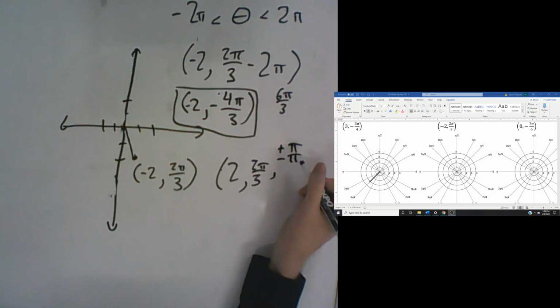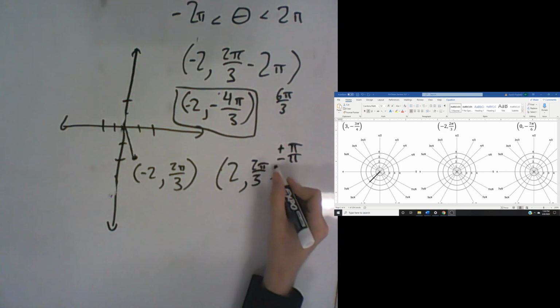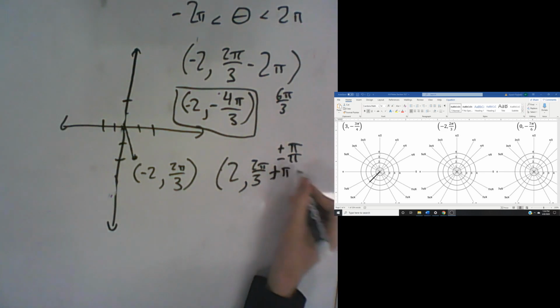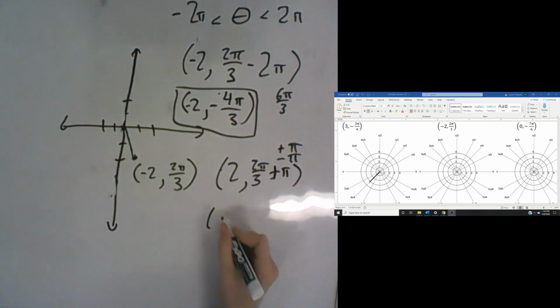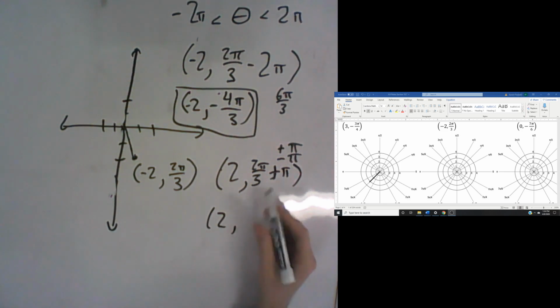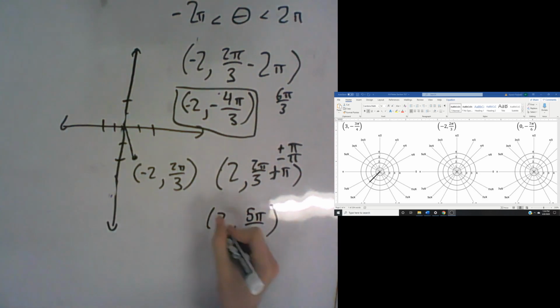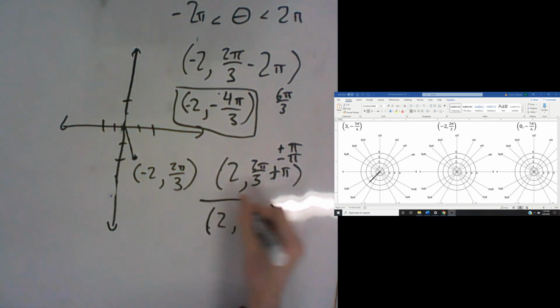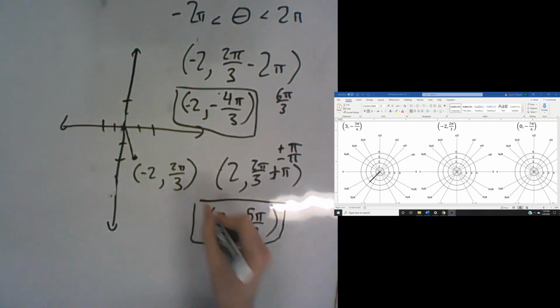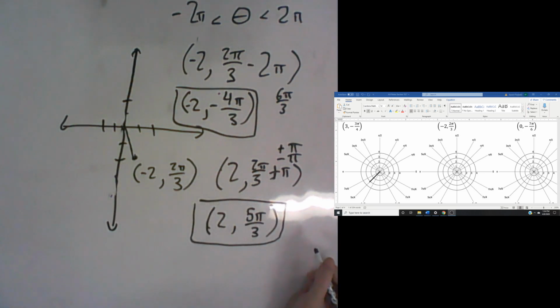Okay? Add pi or minus pi. In this case, I'm just going to add pi. Why not? So we add pi to this, we get 2, and then this is just 3 pi over 3, which is 5 pi over 3. Okay? So that would be two of our solutions.